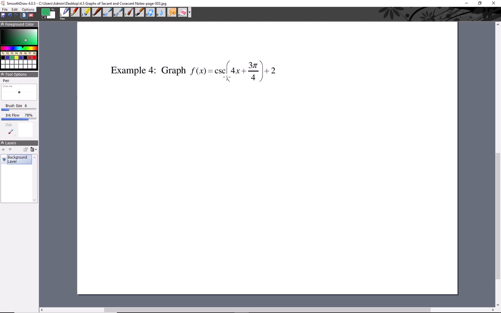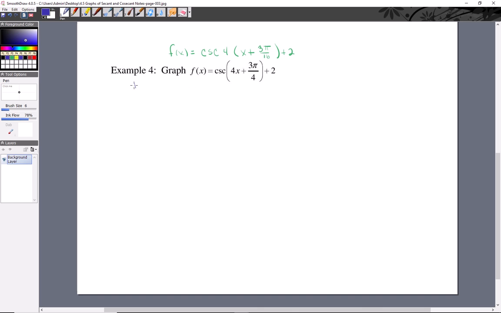So the first thing we're going to have to do is factor out the 4. So f of x equals cosecant, and we'll factor out the 4. That'll leave x plus, all right, think. This has to, if we remultiply it, go back to 3 pi over 4. So how about if we make it 3 pi over 16 plus 2? All right, so that's going to create some transformations.